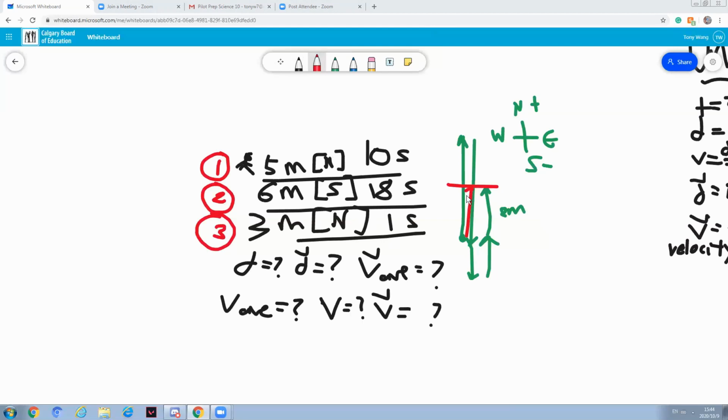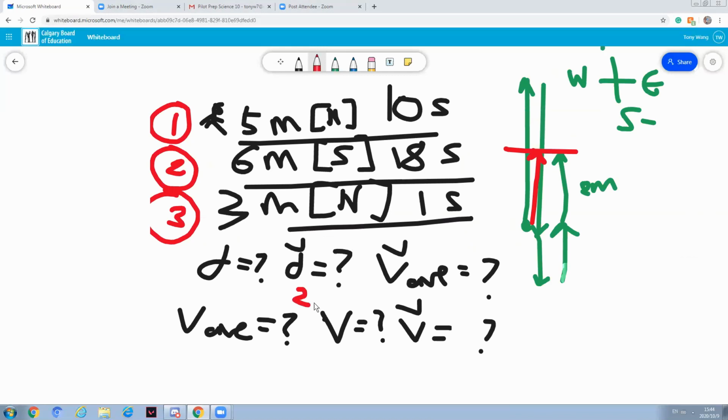Since we're going to identify north as positive, he went 5 meters north, and then he went 6 meters south. So 5 minus 6 is negative 1, and then he went another 3 meters back north. So negative 1 plus 3 is 2. So his total displacement is 2 meters north.